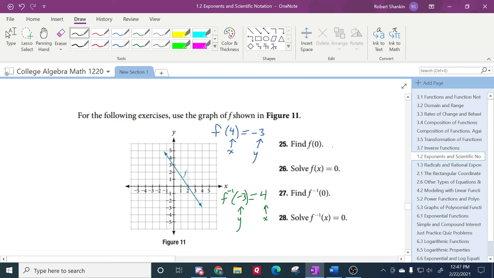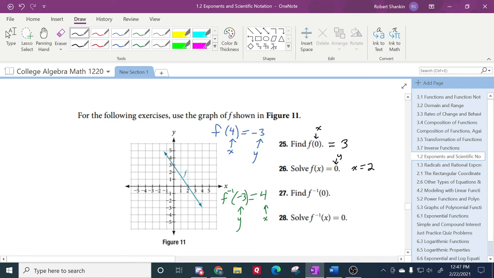F of 0, this is an x. So what's the output? 3. What's the height when the input is 0? So like the price of the stock on day 0 is $3 a share. Solve f of x equals 0. This is a y, or a height. So what are the x values that are going to give me a height of 0? Well, when x is 2. Input of 2 gives an output of a height of 0.